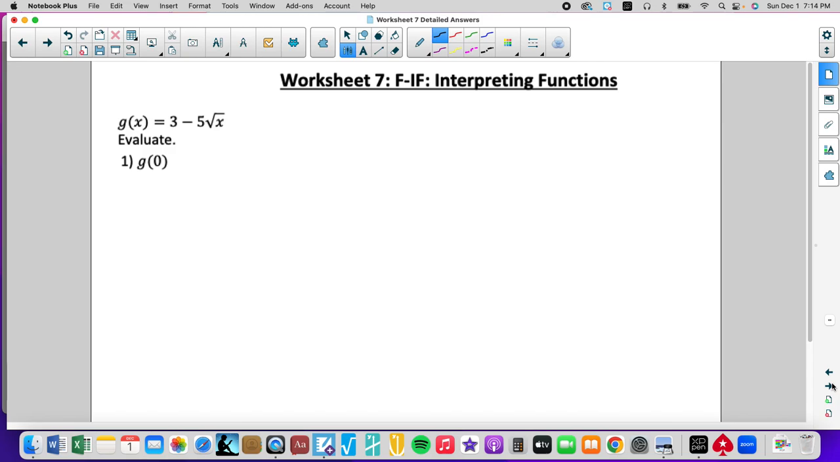All right, now we're dealing with functions. How do I know it's functions? Because it says g of x, that's function notation. And we see, what is g of 0? So what is my output when my input is zero. That's all that's saying. So you say g of 0 equals 3 minus 5 times the square root of 0.